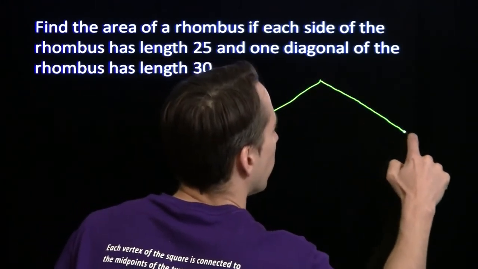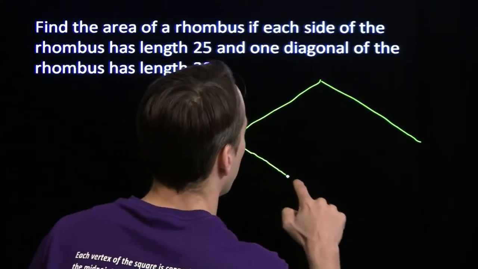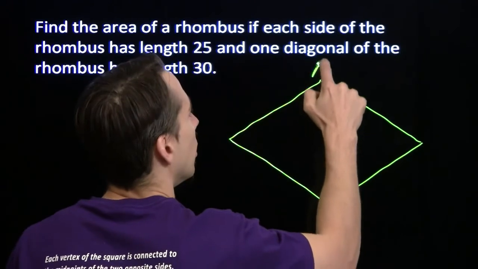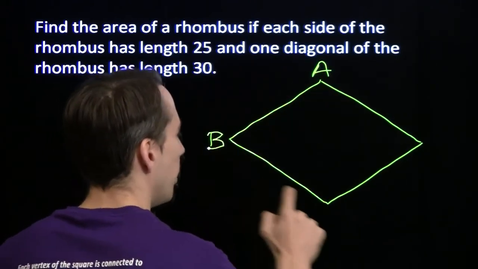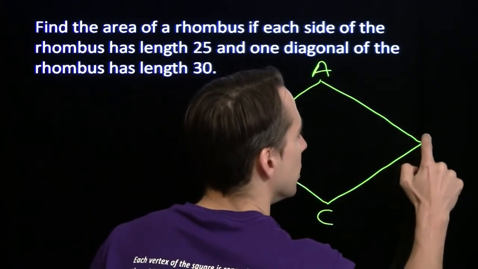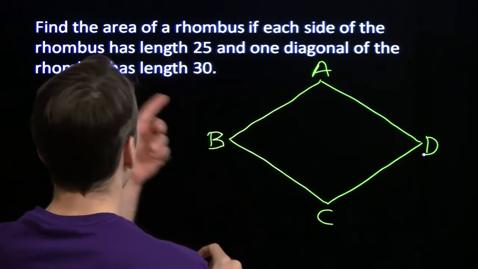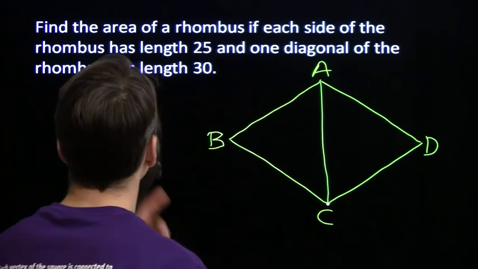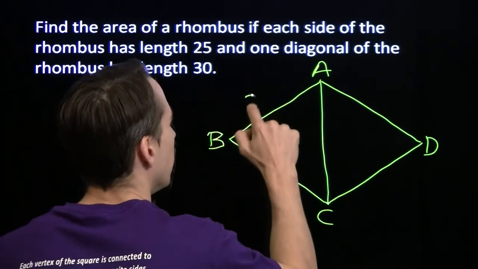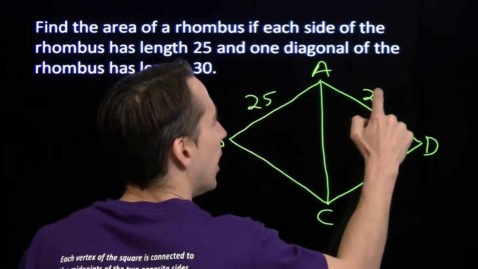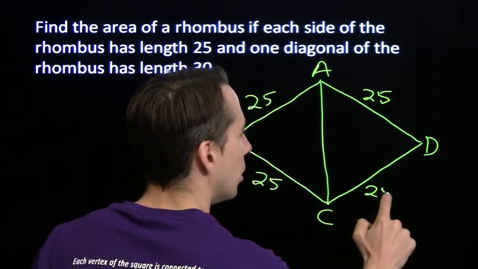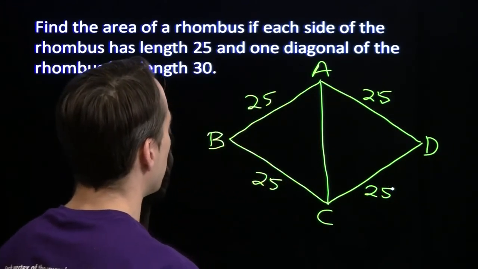All right, quadrilateral, all four sides are the same length, so it's going to kind of look like a diamond, like this. And I'm going to go ahead and label it so we can talk about it. A, B, C, D. And one of the diagonals has length 30. That one will be the one that's length 30. All four sides have the same length. Let's go ahead and write those 25s in as well. And we need to find the area of this.